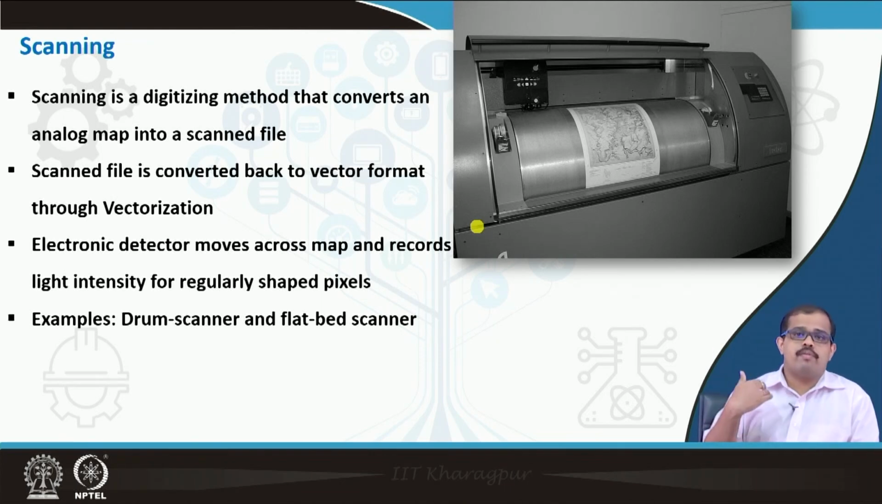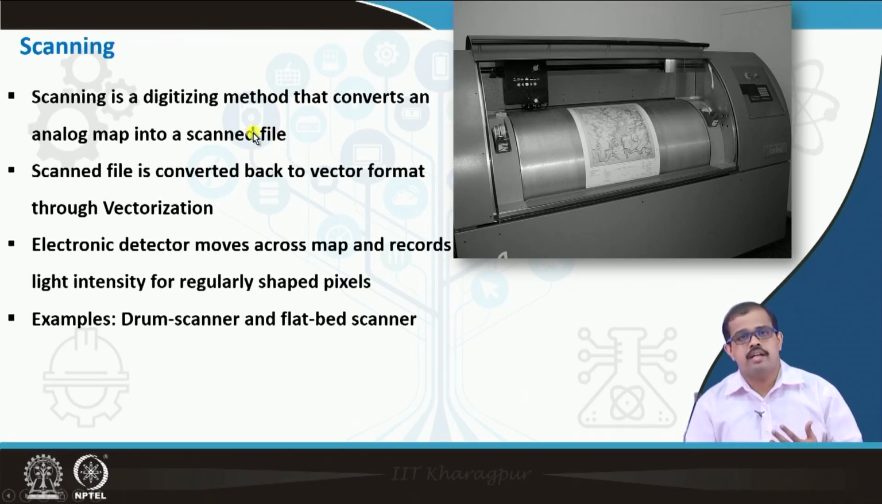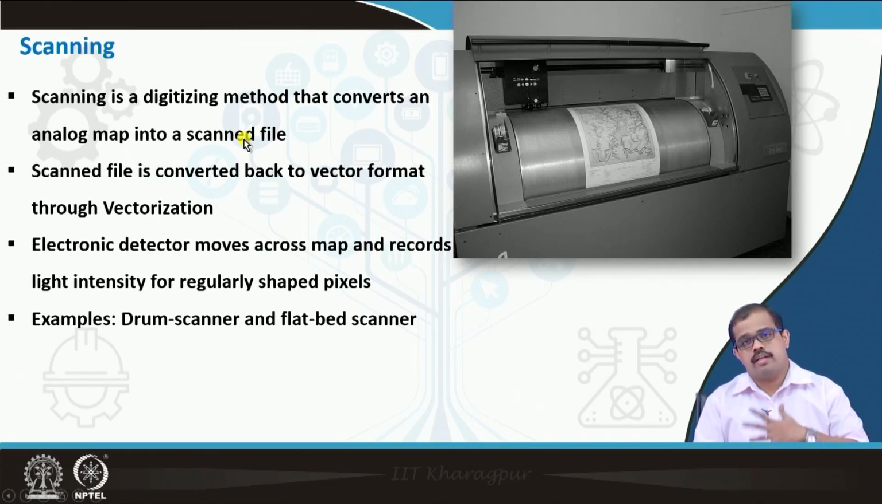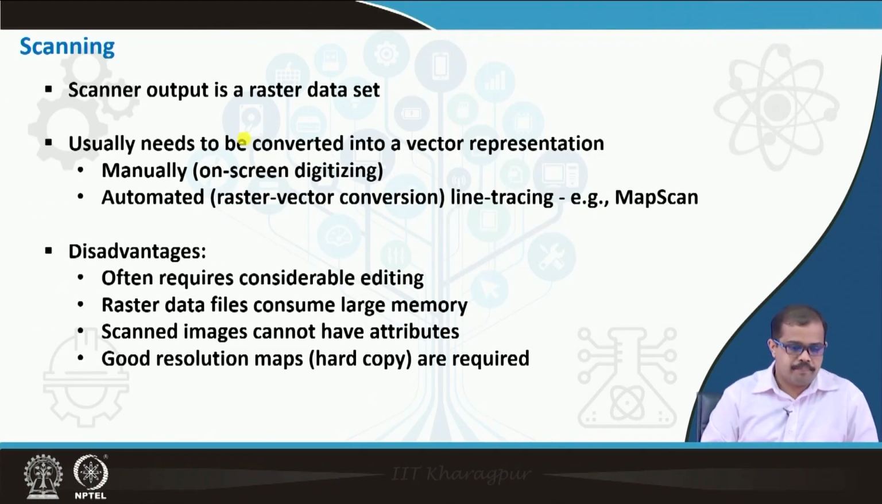This is the most popular method now used by researchers and practitioners across the globe who are converting hard maps into a digital format. This is easier and less cumbersome in order to convert a hard map into a digital map. Normally a scanner output is raster data. It usually needs to be converted into a vector representation.